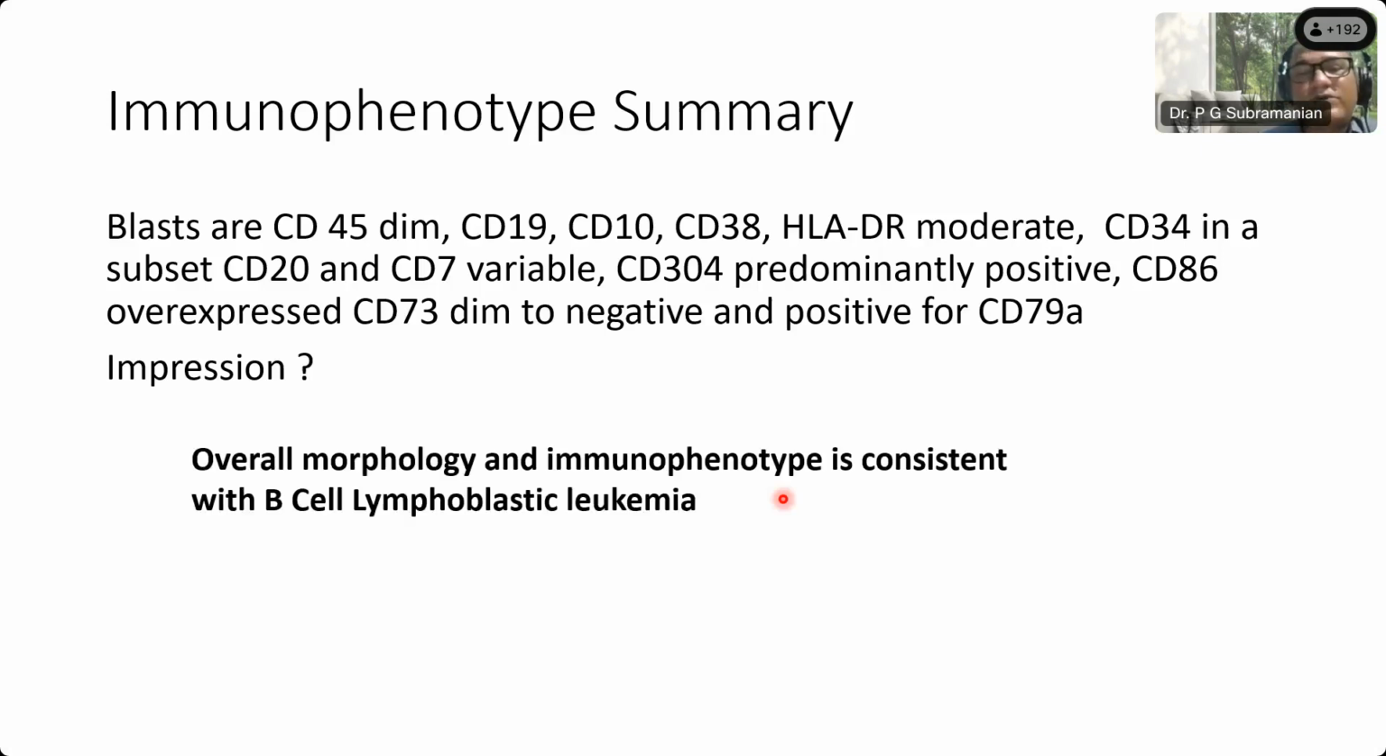So overall morphological immunophenotype, as you have said, is a B cell lymphoblastic leukemia. So is the diagnosis complete at this stage? For acute leukemia, this is the beginning stage of the diagnosis. Diagnosis involves reaching all the way up to the molecular lesion, because there are a lot of things which are important for clinical management.